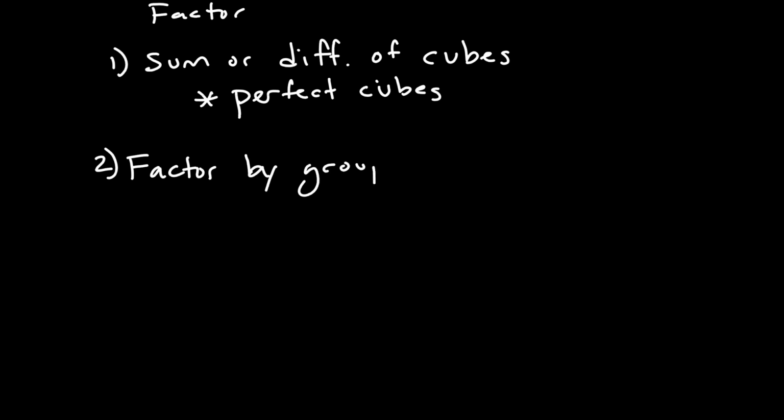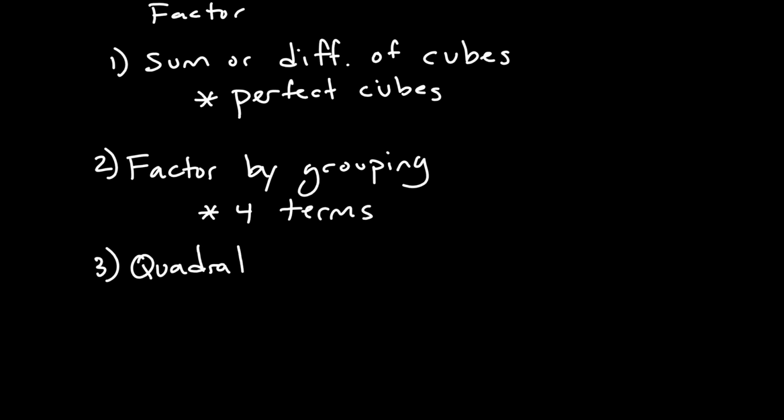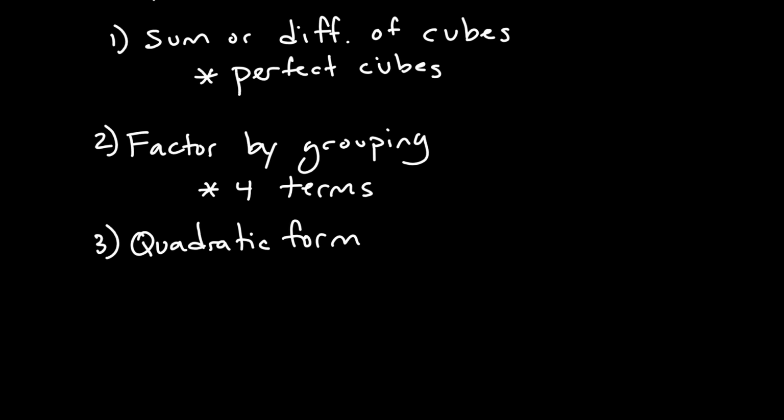And what do we need to have in order to use factor by grouping? 4 terms. And then what's the last way? Yes. Quadratic form. This is like the catch-all. If you can't do the first 2, try the last one. Try quadratic form. And then if quadratic form doesn't work, it can't be factored.